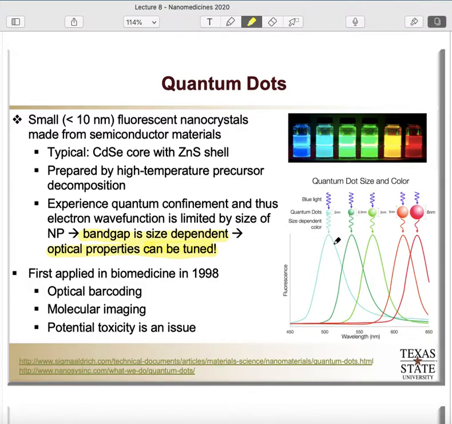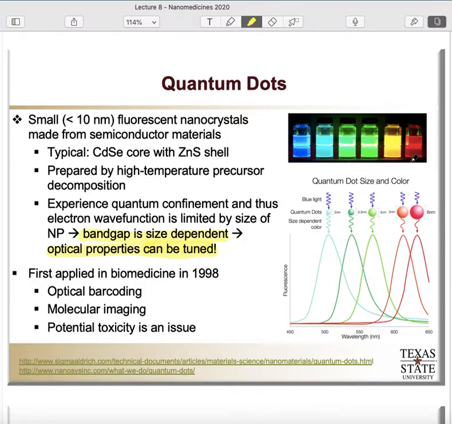And the last thing that is really cool about this is that they can be excited with just one set of light. So I can expose my cells to, let's say, ultraviolet light, and I can collect the fluorescence from all of these simultaneously, as shown here. In this particular case on the top, the vials that contain the quantum dots are being exposed to ultraviolet light, and you can see the fluorescence from all of them at the same time.